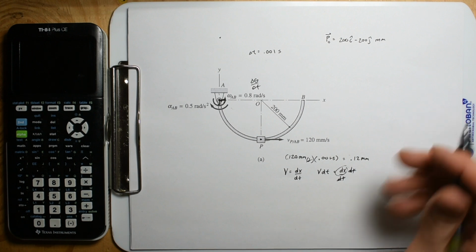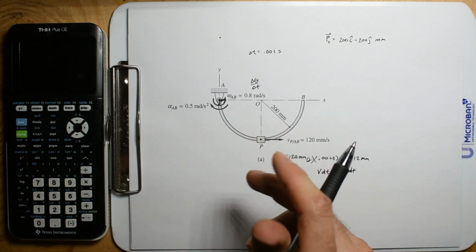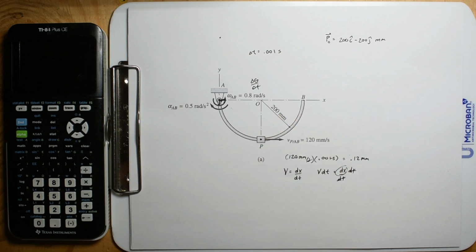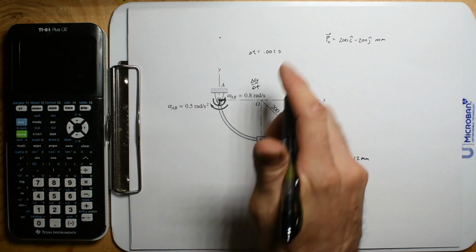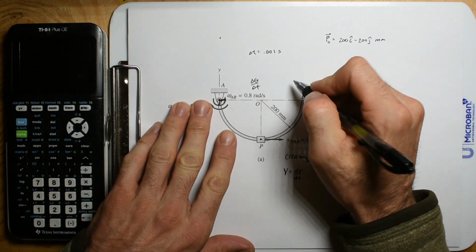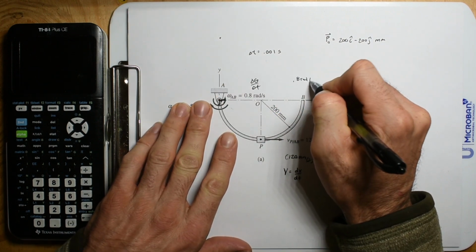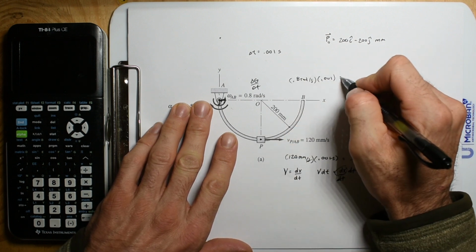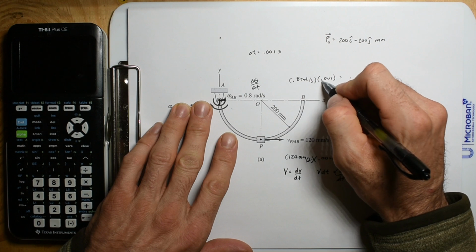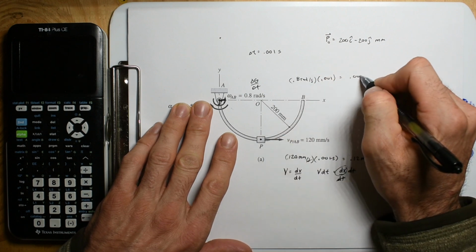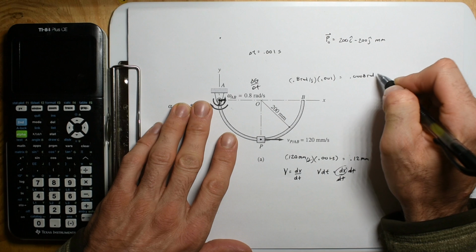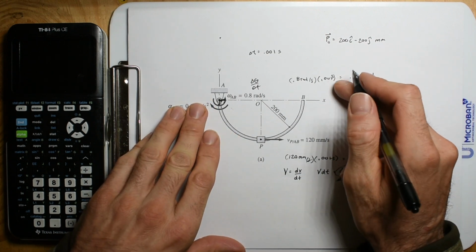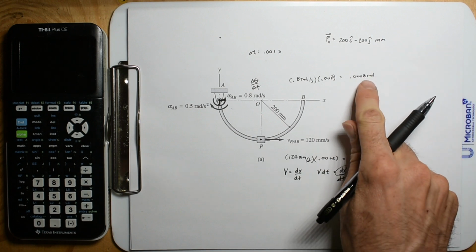Oh man, this seems brutal. But okay, so what do we need to do? The change in angle. Sweet. If this is constant, we're going to have 0.8 radians per second times 1,000th of a second. We're going to do this to 3 decimal places. This is how many radians we're rotating, and this is time in seconds.